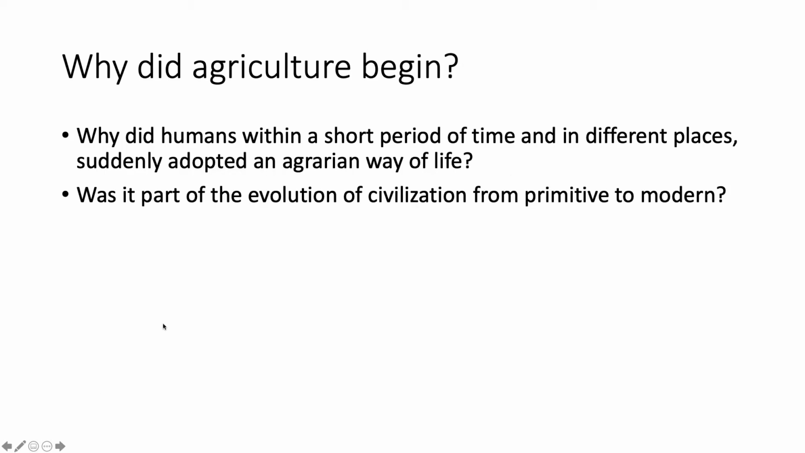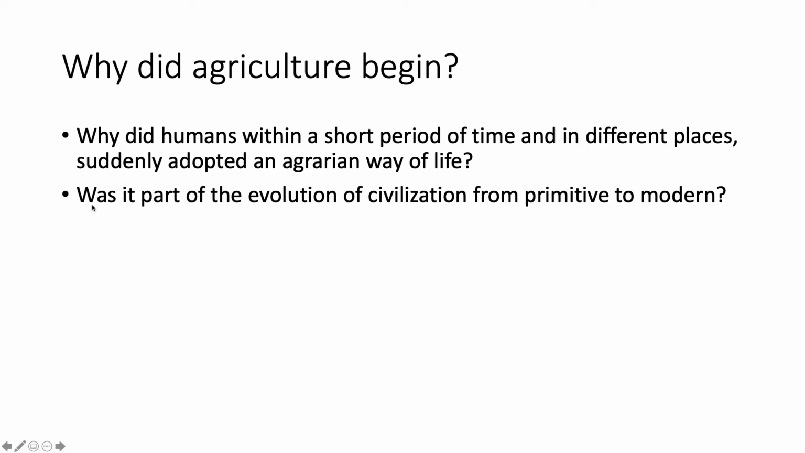So why did agriculture begin? Why did humans, within a short period of time and in different places, suddenly adopt an agrarian way of life? Was this part of the evolution of civilization from primitive to modern? Some people think that the hunting and gathering lifestyle is primitive, and what we have right now is a modern way of living. You can look at it from that perspective.